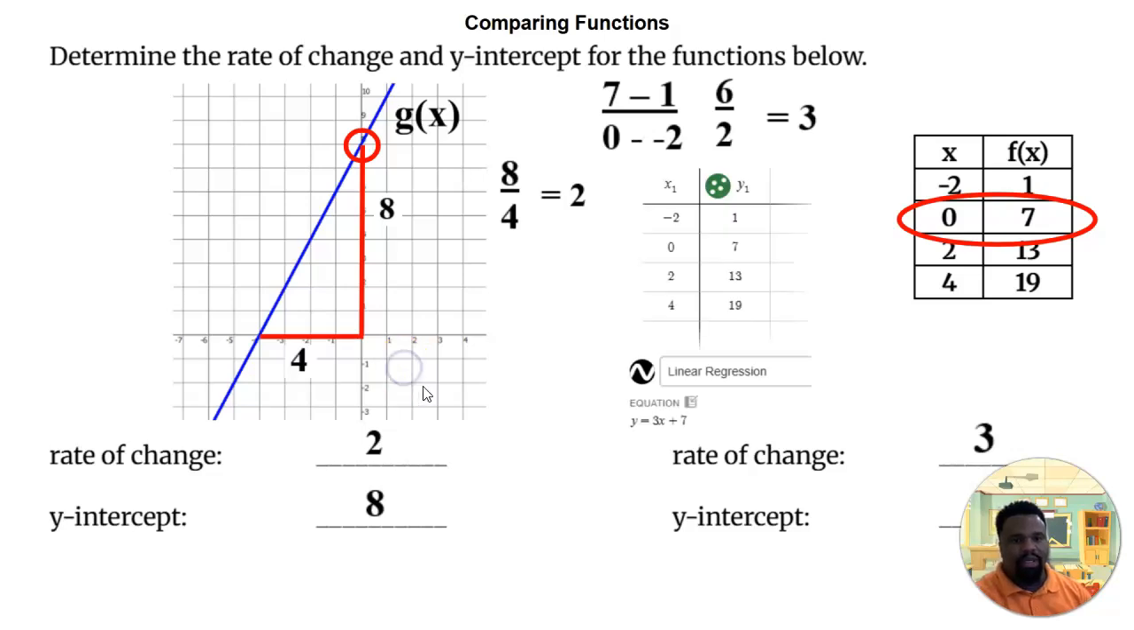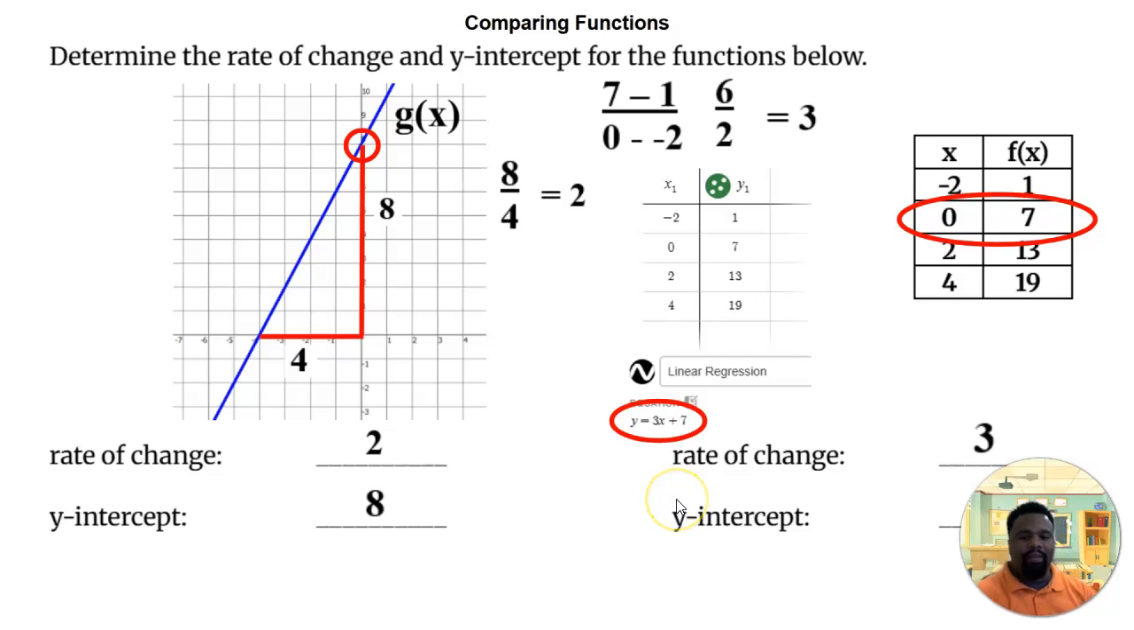Another way you can find your rate of change and your y-intercept from your table is to use your Desmos calculator. Type in these values from the table, and then click on create regression. When you create the regression, it creates this equation. Notice y equals 3x plus 7, where 3 is the rate of change and 7 is the y-intercept.